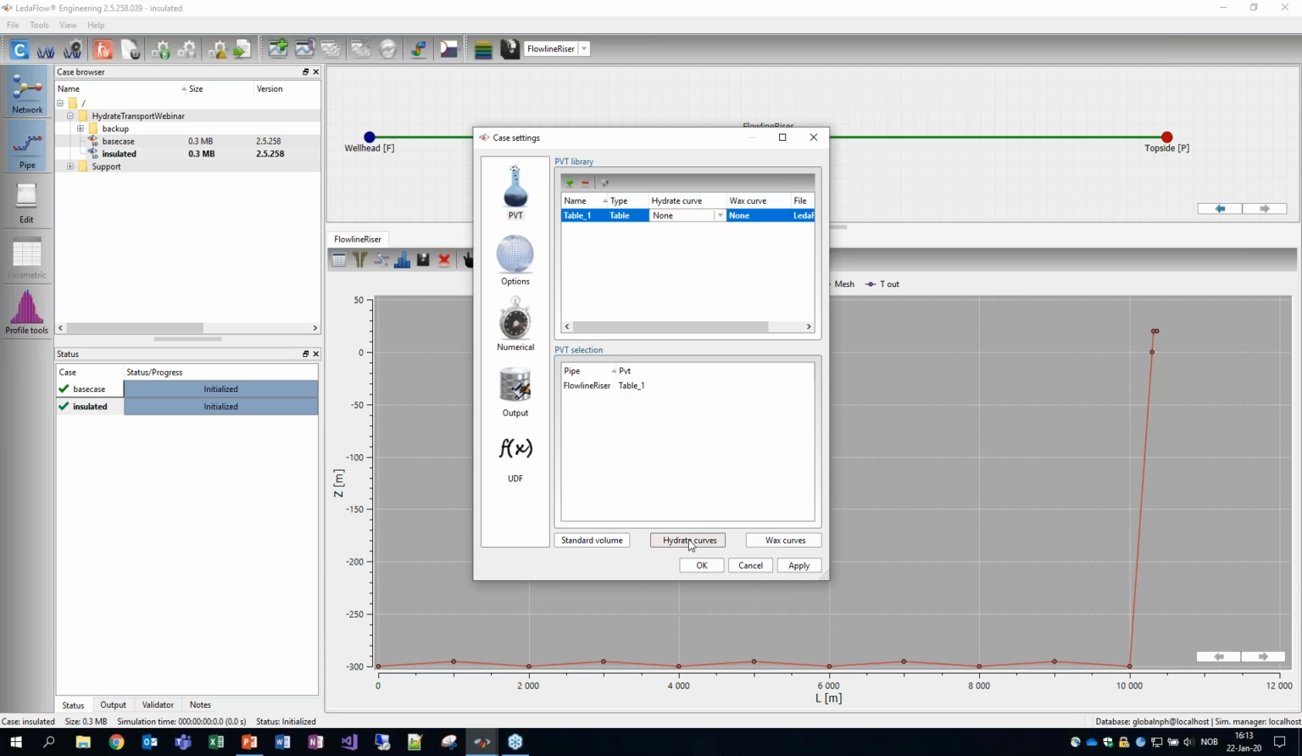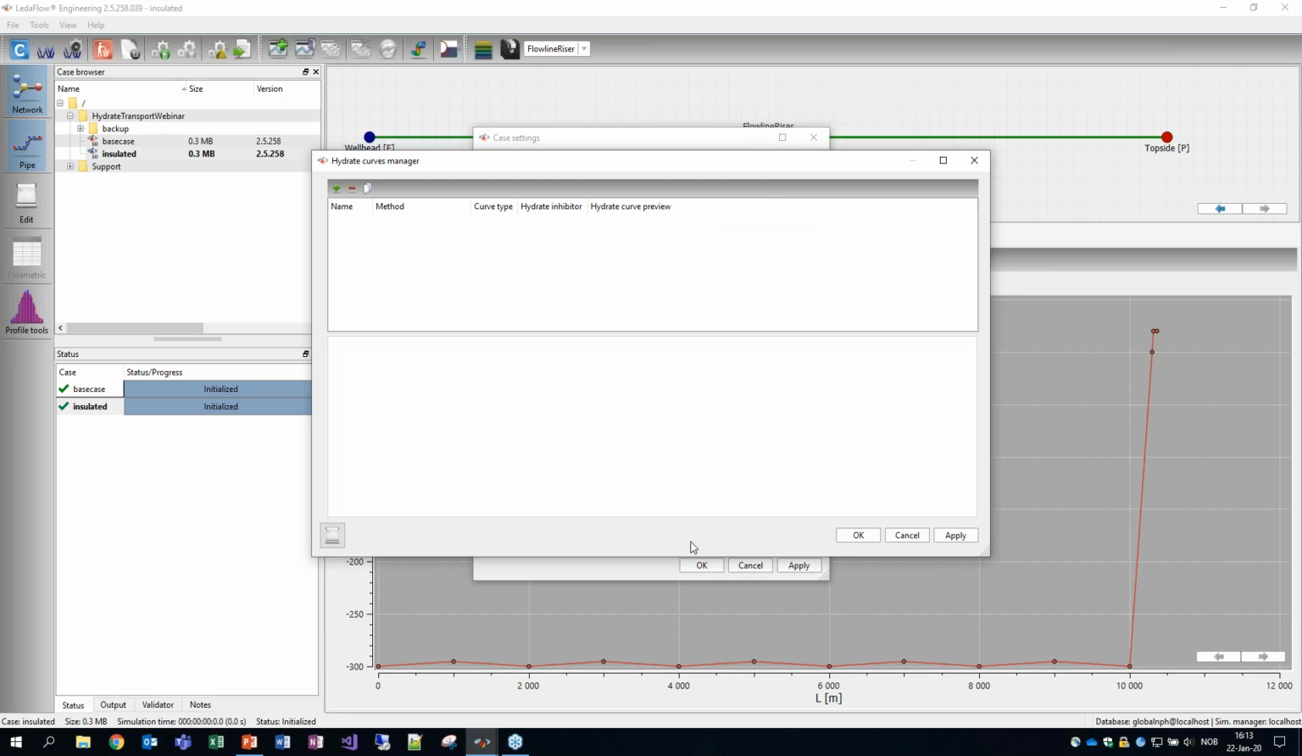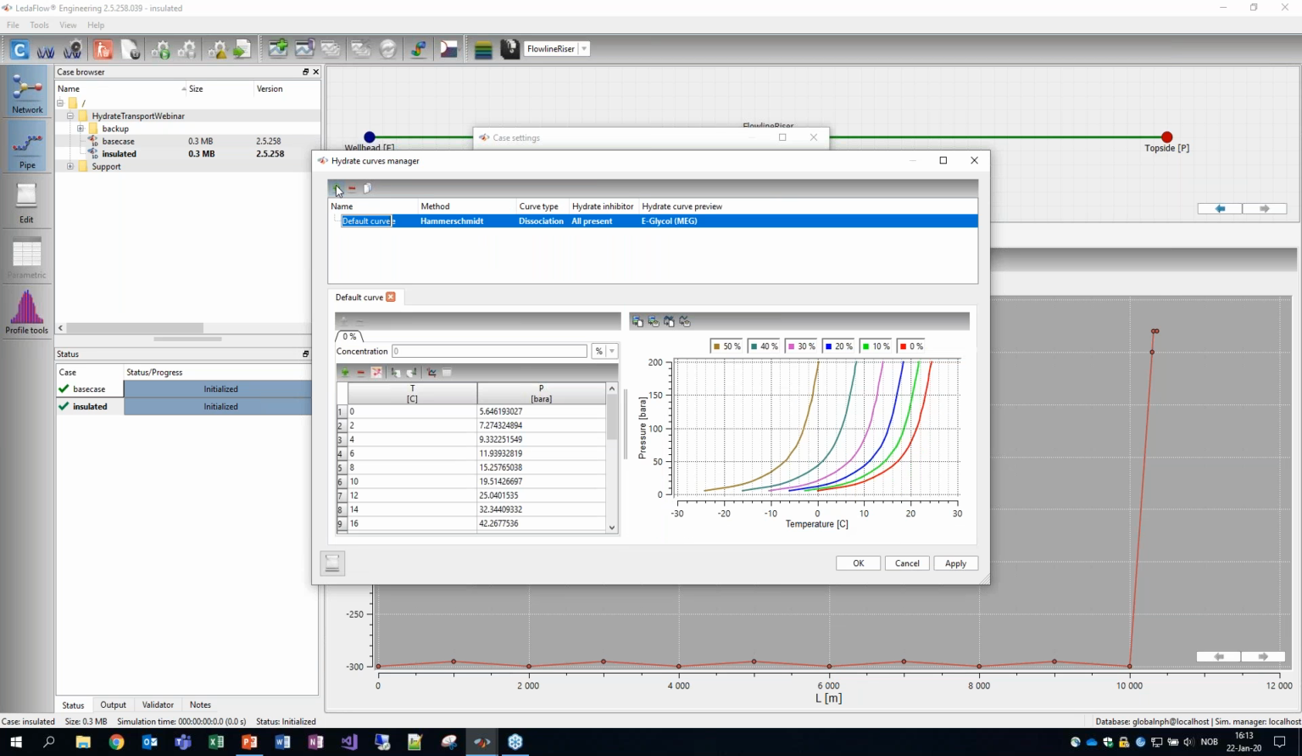In order to do that, I'm going to the hydrate curves. And over here in the hydrate curves manager, I can add a new hydrate curve. The default curve that I'm adding to the case uses the Hammerschmidt formula to account for hydrate inhibitors. This is not important here because the simulation does not inject any hydrate inhibitors, so whatever I choose here doesn't really matter. But by default, LedaFlow takes into consideration any kind of hydrate inhibitor that might be present in the case. So this is quite nice.